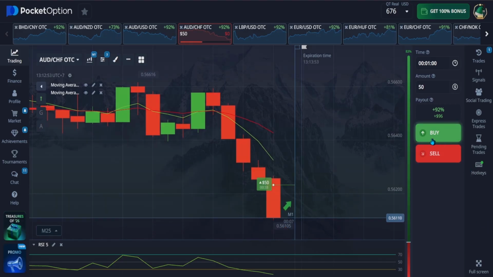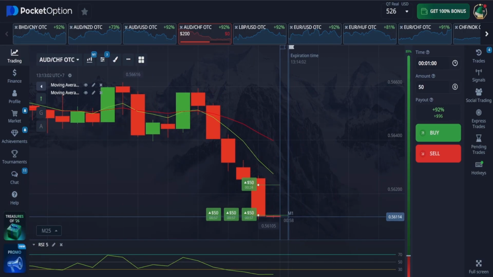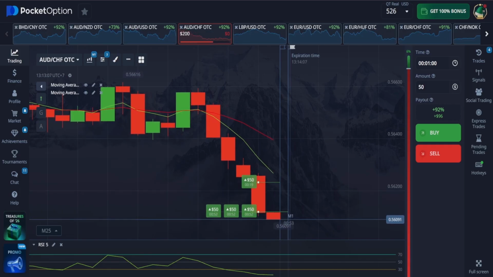If this position ends in a loss, I already have a clear money management plan, and I can apply a controlled Martingale approach. Now, we stay calm, we stick to the plan, and let's see how the market reacts.